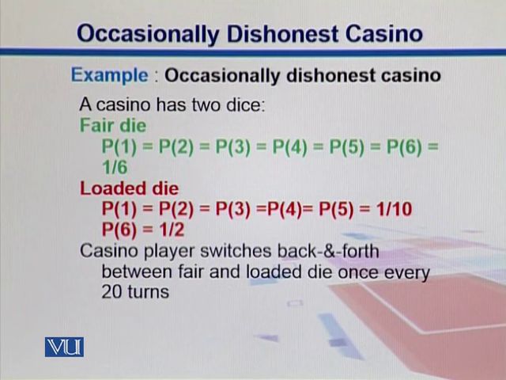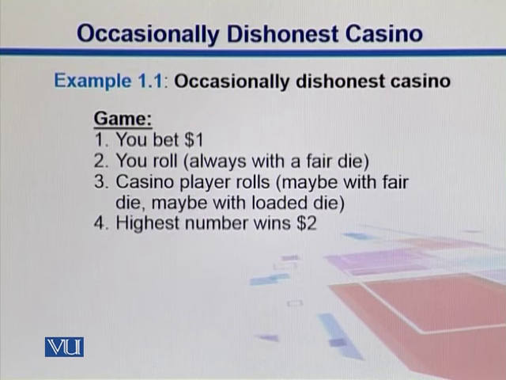Casino players switch back and forth between fair and loaded die once every 20 turns. For example, in this example, we say they throw the loaded die once in every 20 turns. So you bet $1 and then you roll. Most of the time you are rolling with a fair die, but the player has both dice. What if he uses the loaded die all the time? In that case, obviously, you can straight away doubt that they have some issue with their die.